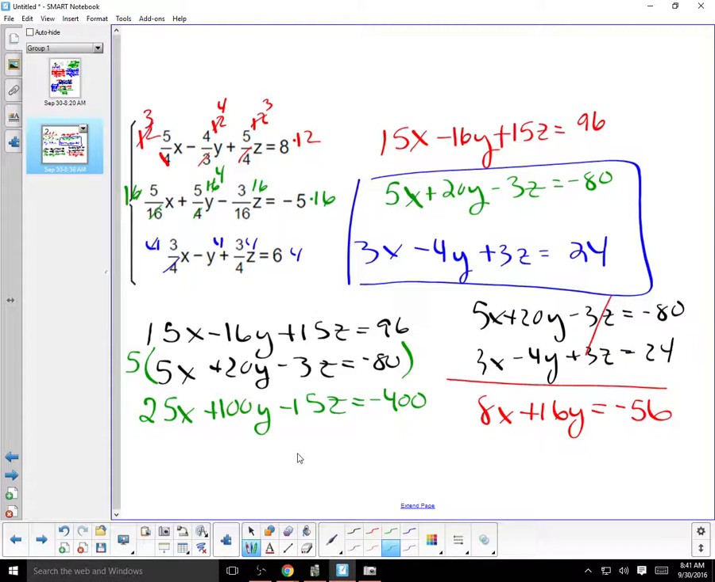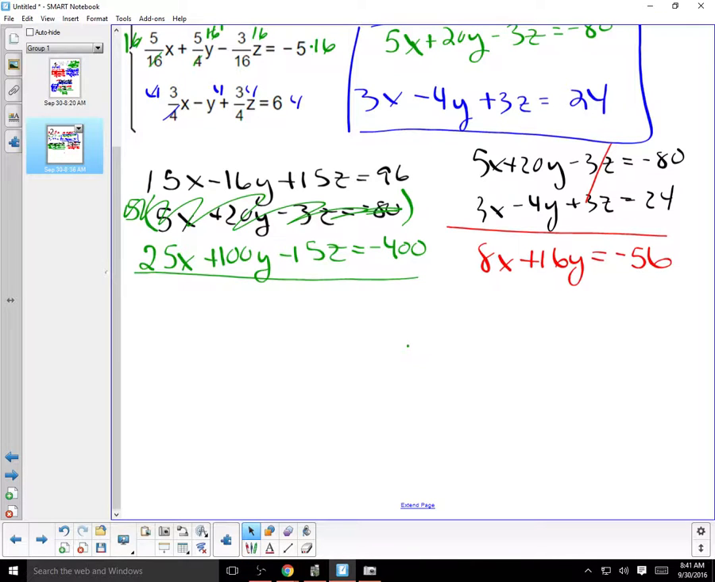All right, cool. So, add them up. I forgot to do that. Okay, so 40x plus what is it, 84y is equal to negative 304. Check that.